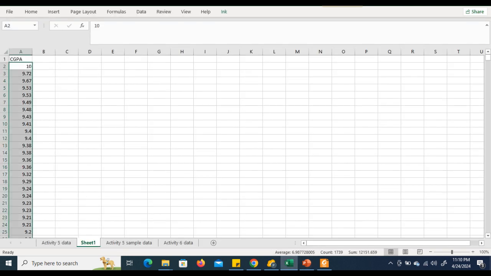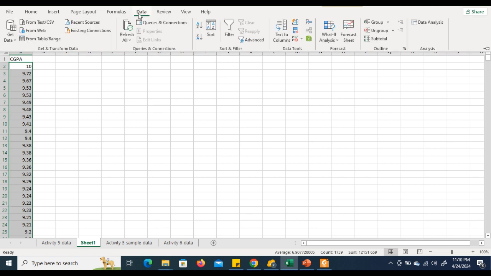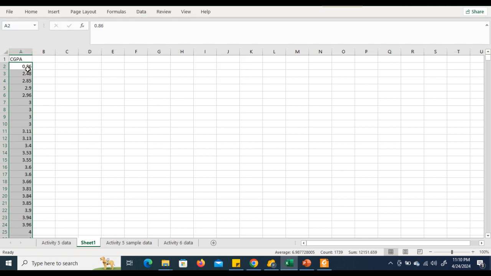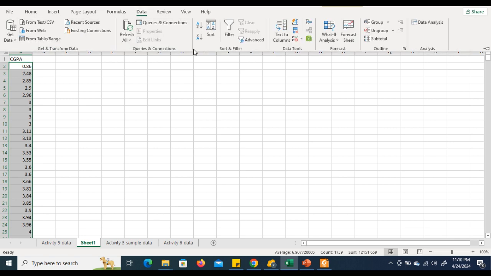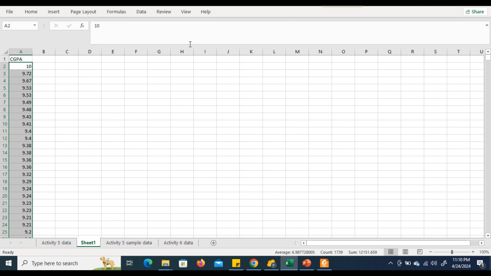In this activity we are given data of the CGPA of the students. If we want to see the smallest value, because the data is already sorted in decreasing order, we can sort the data in increasing order by using the Data option and choosing A to Z. It will sort the data from smallest to largest. We find that the smallest CGPA value is 0.86, and if we sort the other way, we find that the largest value is 10.